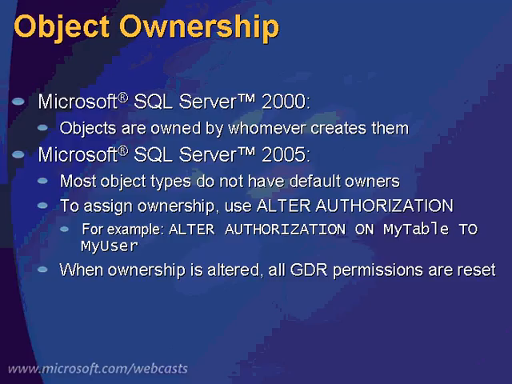Most objects actually don't have explicit owners. They inherit their owners from whoever owns the schema in which they're created. And every object in a database is created within a schema. So if we do want to change that ownership, we actually have to use ALTER AUTHORIZATION. So in this example, we're making my user the owner of my table.